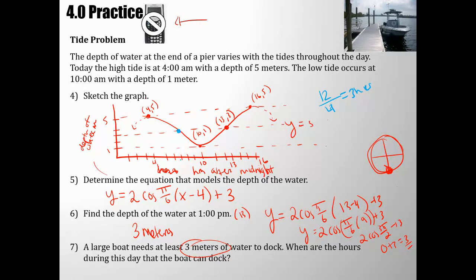So 4, 5, 6, 7. If I go back at 1, and then it's going to be below it, right? So at least 3. So it would have to be between 1 a.m. and 7 a.m. 1 to 7. And then this is 1 p.m. to, what happens here? 16, 17, 18, 19, which is what? 7 p.m.